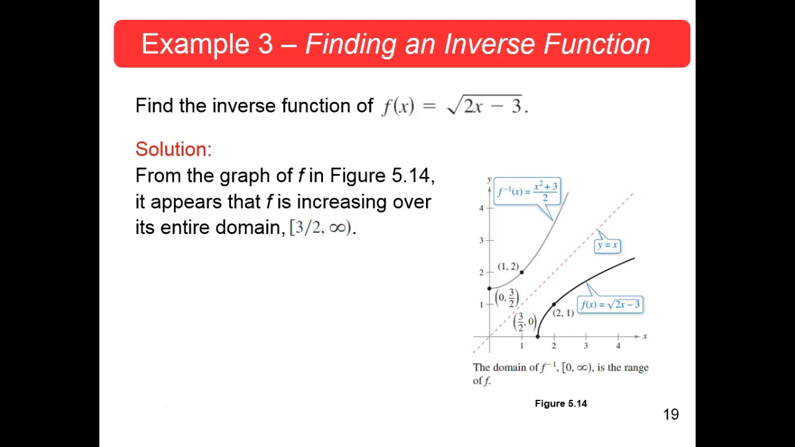Okay? From the graph, here is your square root of 2x minus 3. See, it starts at 1 1/2, goes up from there. Well, flip this over here, and you start at 0, 1 1/2 here. This is 1 1/2, 0 here, and then it goes up from there. Both of them are strictly increasing functions, reflections across the line y is equal to x. Okay?